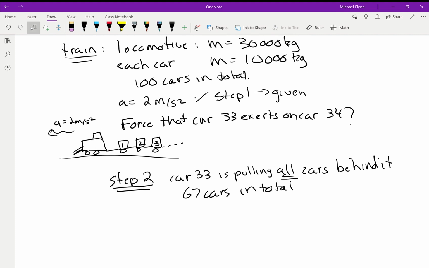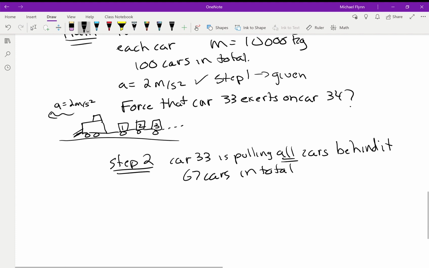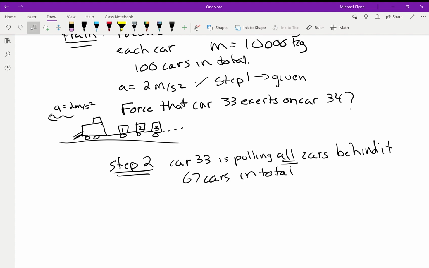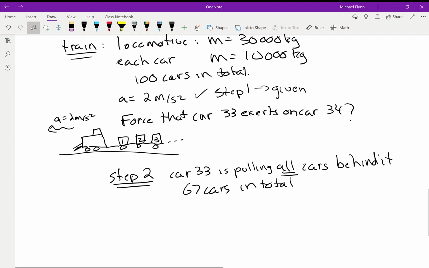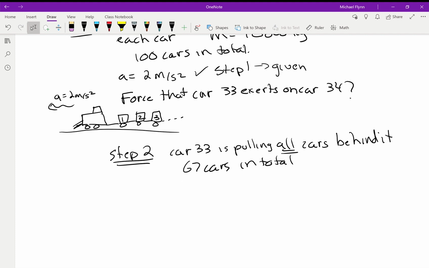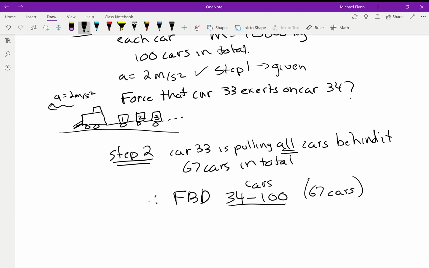Sorry, a little distracted there. What happens is you're pulling 67 cars, right? Each one has a mass of 10,000 kilograms. So therefore, the free body diagram, the FBD of cars, not just 34, but 34 to 100, that is 67 cars in total. What does it look like?